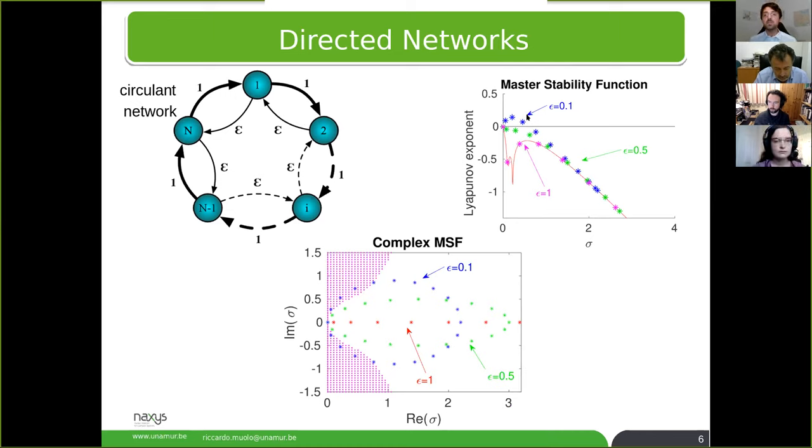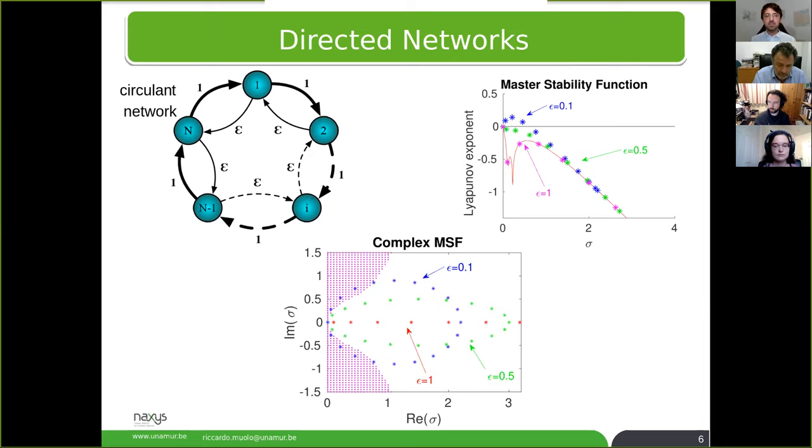Now, we know that the spectrum of a symmetric network is real, but when the network is asymmetric, the spectrum is in principle complex. If we project the master stability function in the complex plane, we see that it's the imaginary part, due to the asymmetry in the topology, that is pushing the system towards the region where the Lyapunov exponent is positive, the region that we depicted in magenta. So this network is not very good for synchronization. We lose stability as soon as we introduce asymmetry.